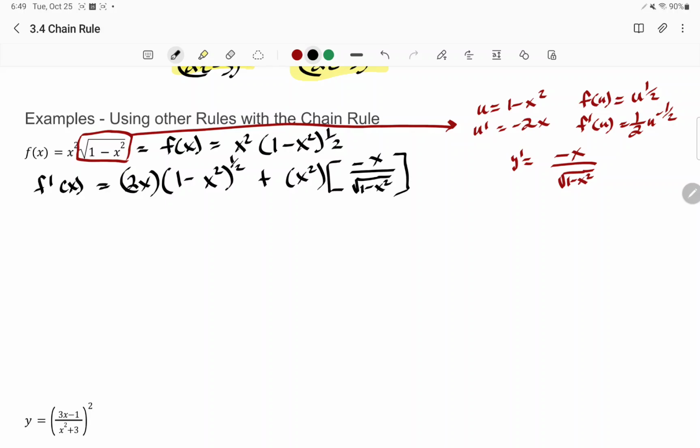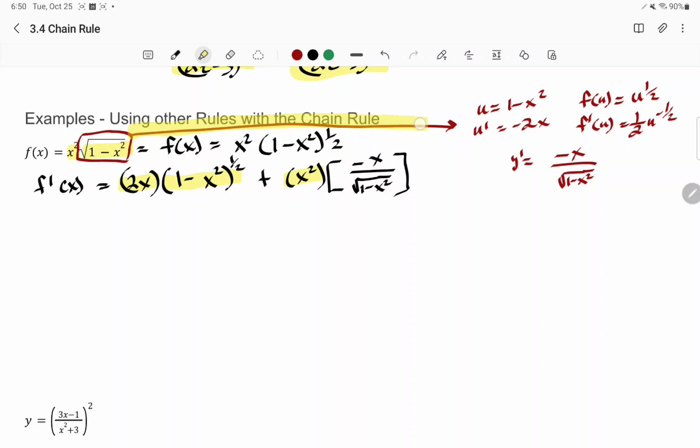Okay, so let's see how we did here. Now we're going to take what we have and maybe go a little bit further, but first, using the product rule, I just took the derivative of the first times the second, so the derivative of x squared times this square root of 1 minus x squared function. Now here's where it gets tricky, because it's the first, which is x squared, times the derivative of the second.